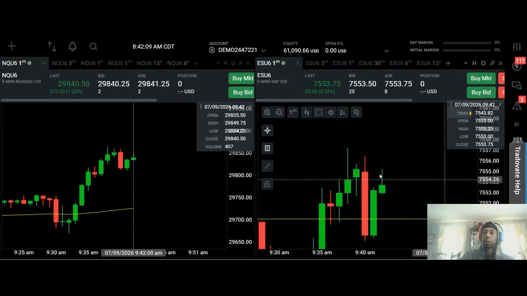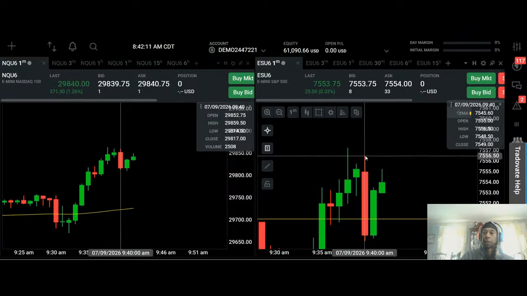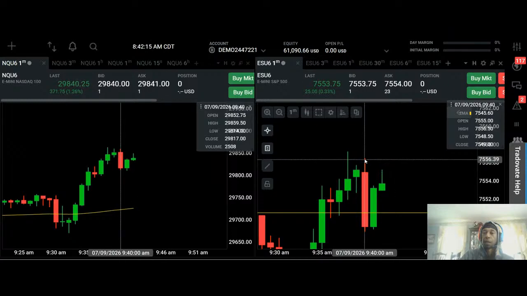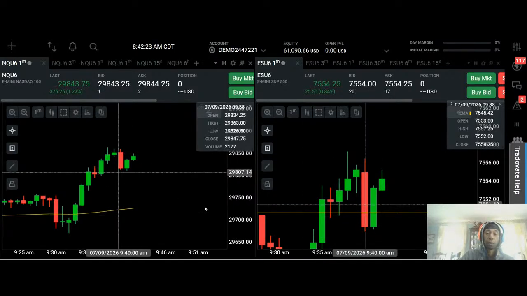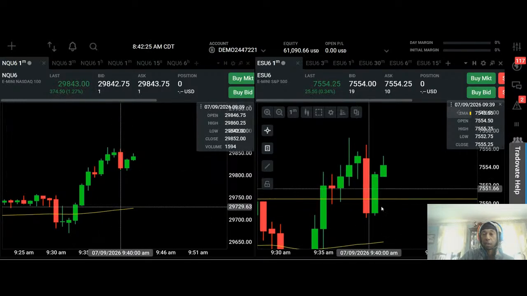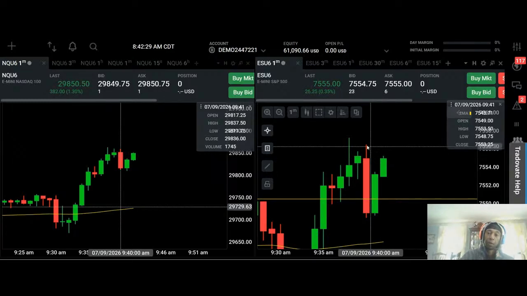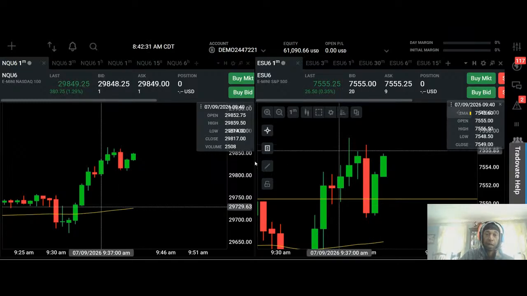If I get a closure anywhere above this high right now, I'll take a buy. My stop loss will go below the low. But do know that I'm trading off of NQ. So based on what ES does, if ES closes above here, preferably above the wick, then I'll take a buy on NQ.